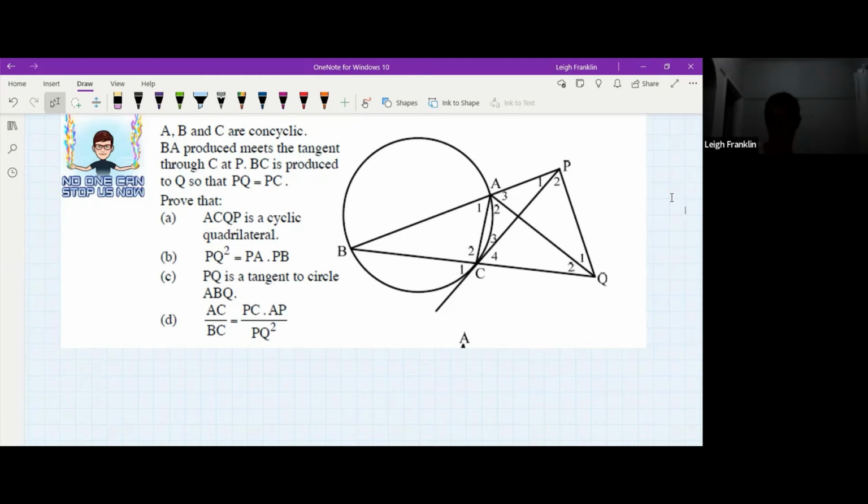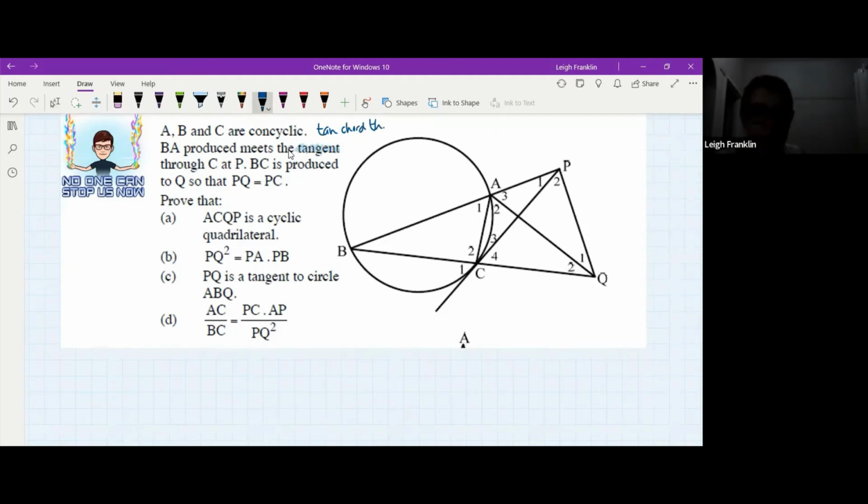BA produced, so in other words, BA has been extended, meets the tangent through C at P. Not a very nice way of saying that, but what they're trying to tell us in this particular case is that PC is a tangent to the circle. The minute we see the words that PC is a tangent, what do we start thinking about? Tan-chord theorem, quite right. So tan-chord theorem has got to come into this.